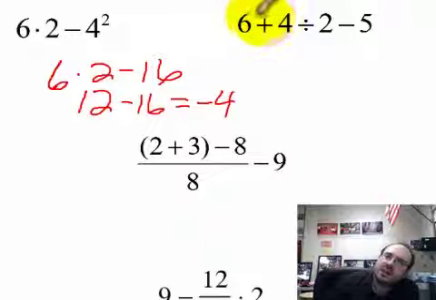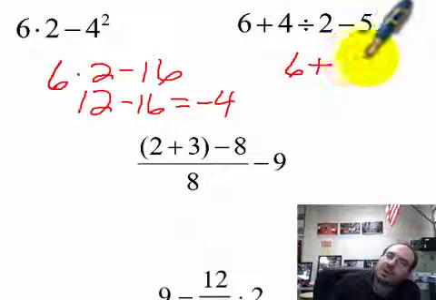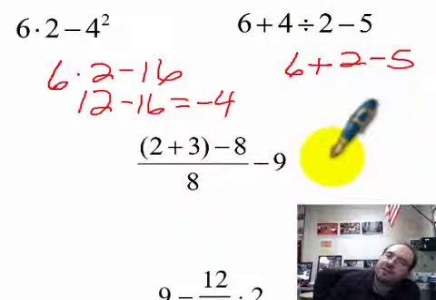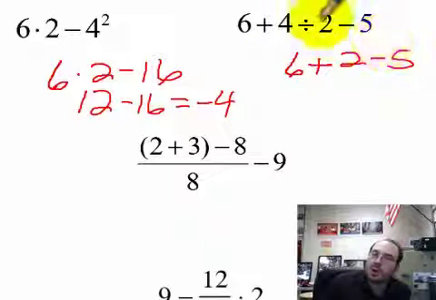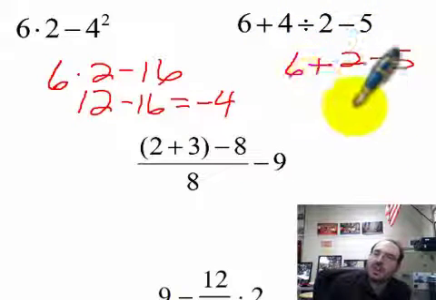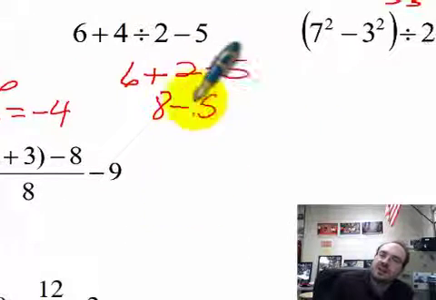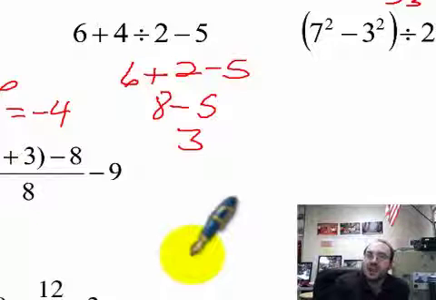Next one. It might seem kind of weird, but we actually do the thing in the middle first. We do the division before addition or subtraction. So I get 6 plus, and then 4 divided by 2 is 2, and then minus 5. And now we just go left to right. Okay, because addition and subtraction have the same power, so 6 plus 2 is 8, and 8 minus 5 is 3.